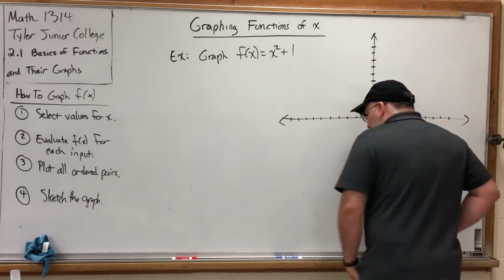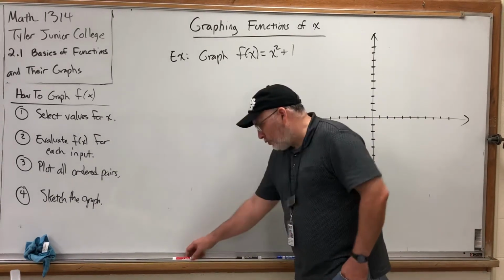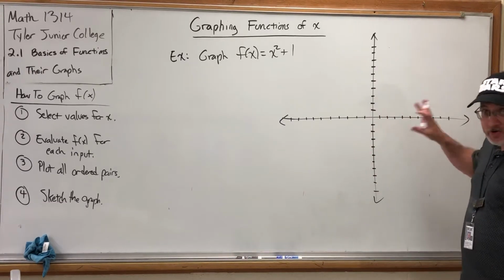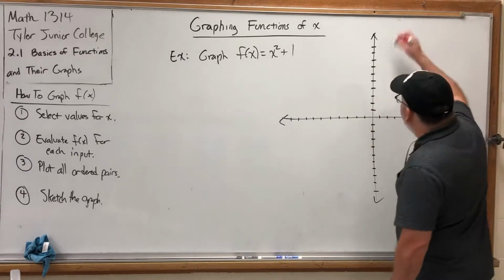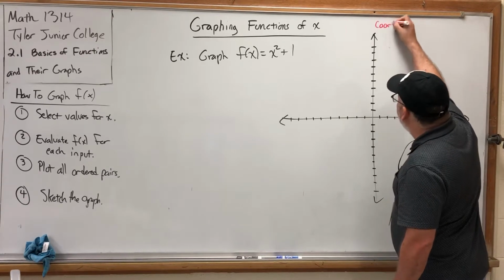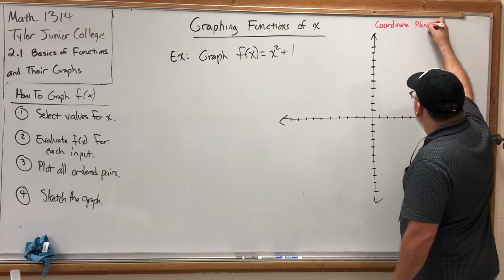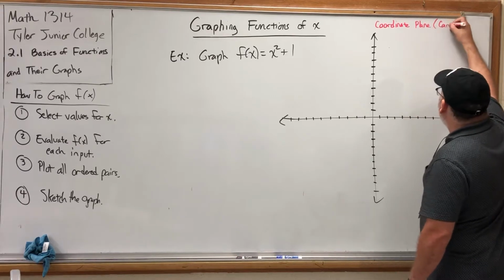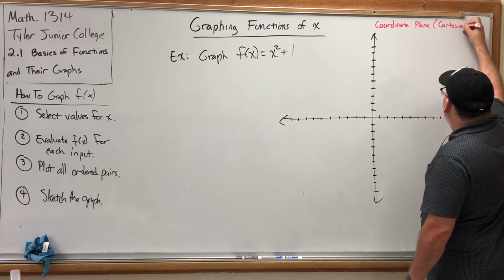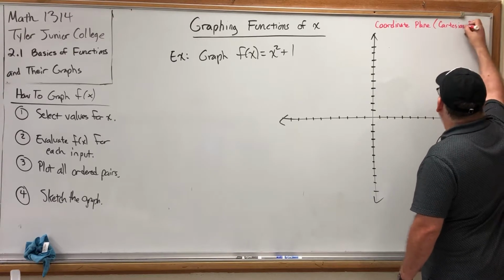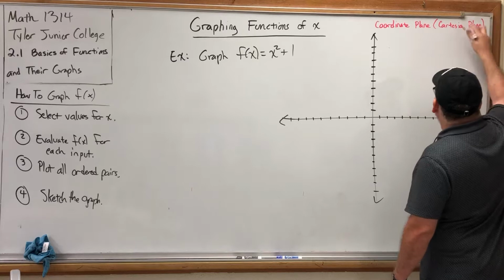I'm assuming everybody is familiar with where graphs live. This thing is not a graph. This is where graphs are drawn. This thing is called a coordinate plane, but it's also called a Cartesian plane, named after French mathematician and philosopher René Descartes.